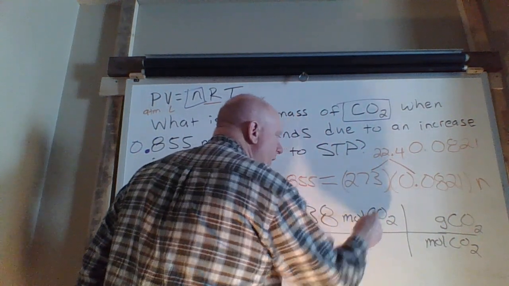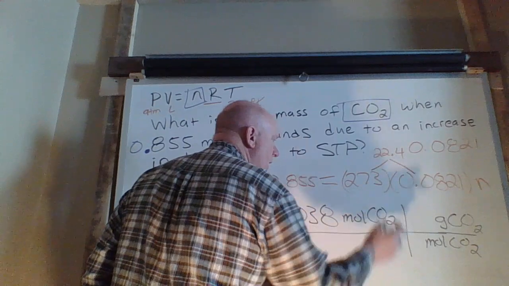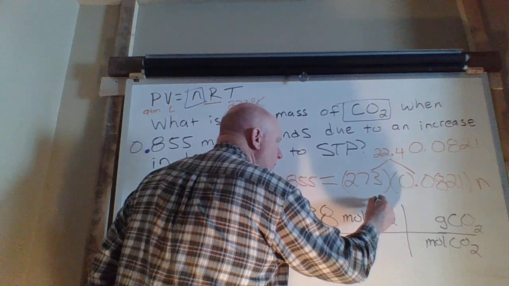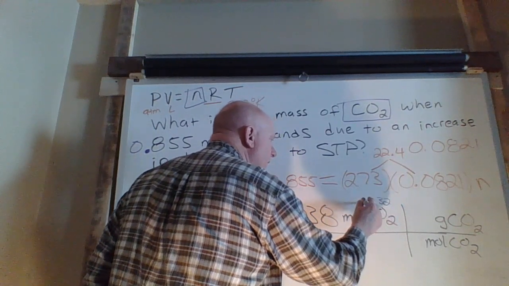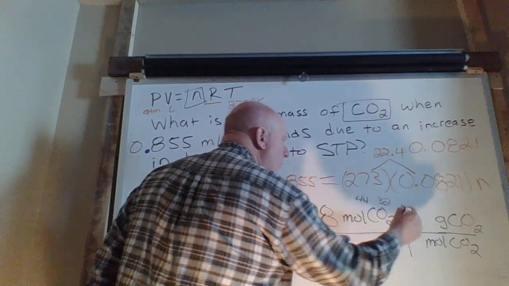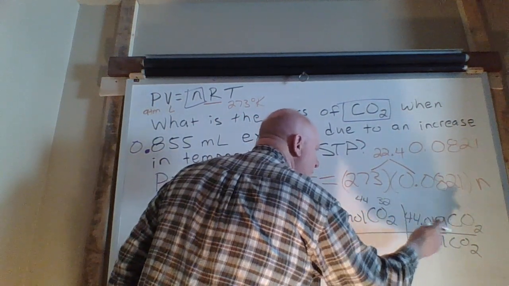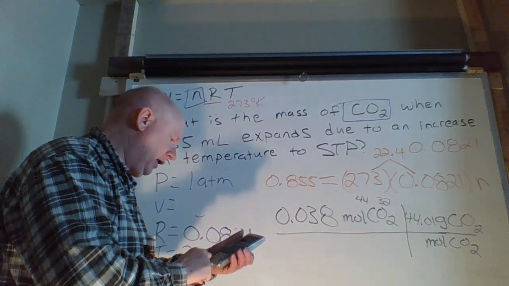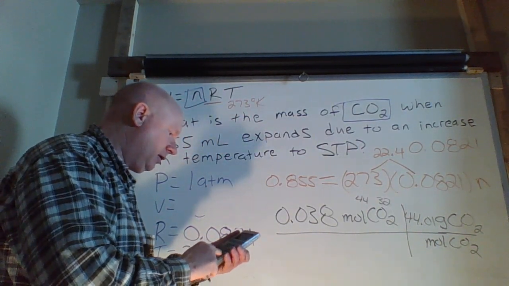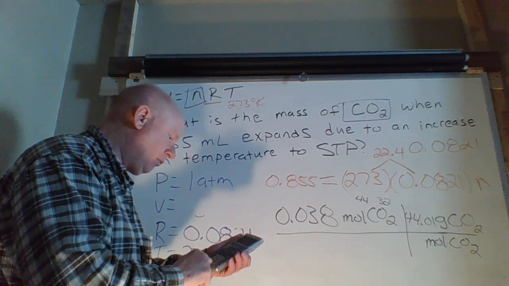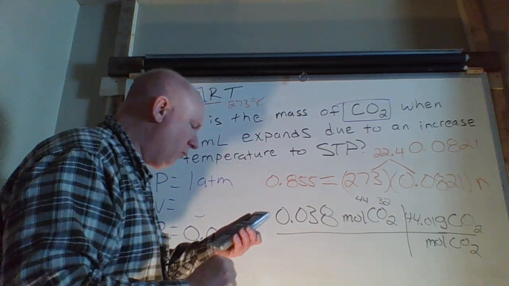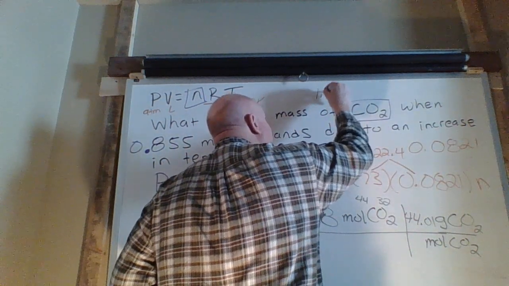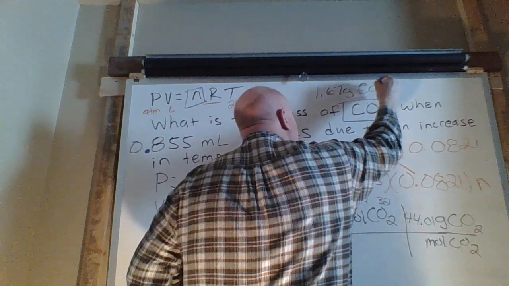Okay, every oxygen is 16. And I already goofed on that, didn't I? I said 28, okay? We got 16 times 2 is 32. 32 plus 12. We're going to put 44.01 grams of carbon dioxide there. So the moment we take 0.038 times 44.01, that gives us 1.67 grams of carbon dioxide. 1.67 grams of CO2.